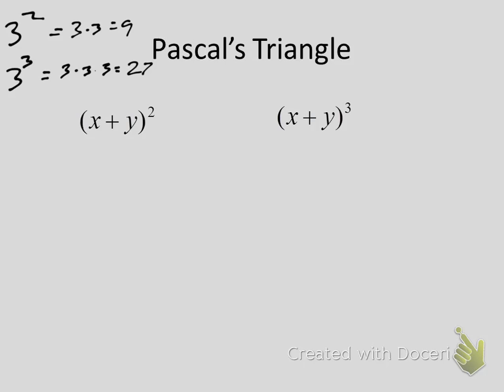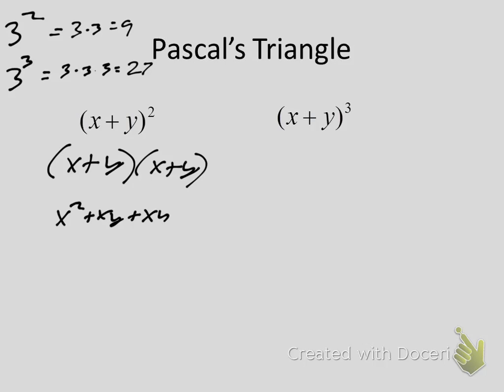What you need to do is x plus y times x plus y. And then you what? FOIL! X times x. X times y. Y times x. Alphabetically, xy plus y times y. Y squared. Add the terms in the middle. X squared plus 2xy plus y squared.